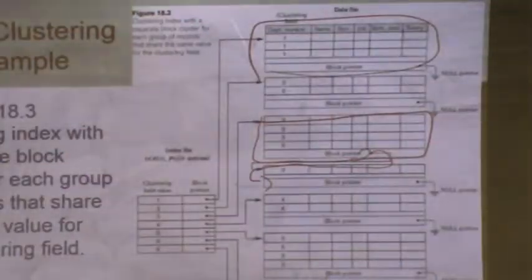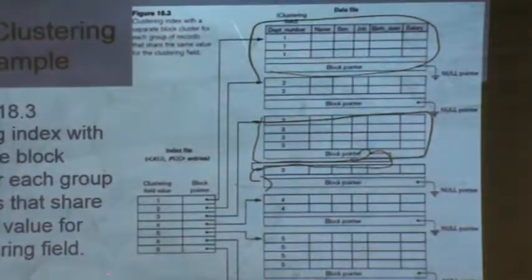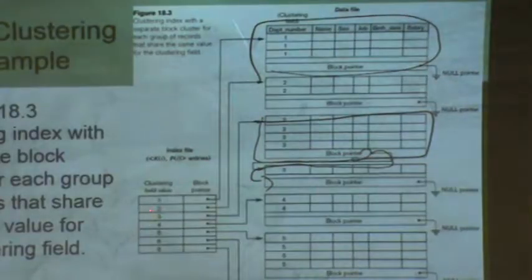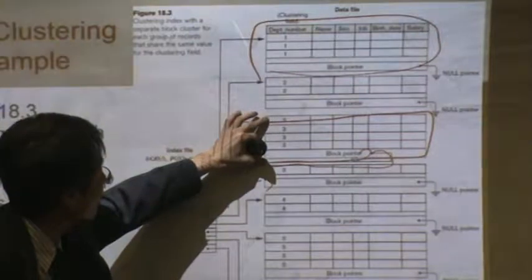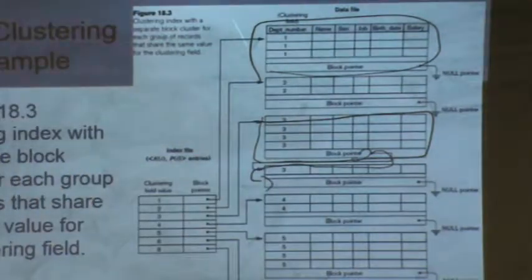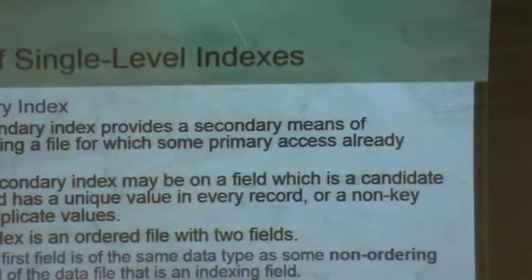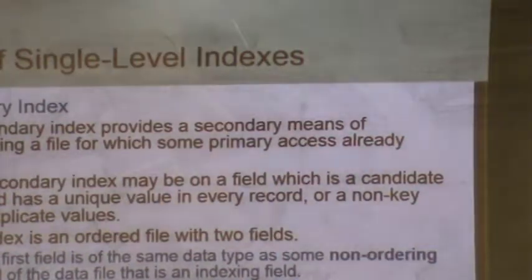How can we search the data using this clustering index? Apply binary search on the index and find the block, then go to the first block of the corresponding value, then search. Return all of them, these 2, in this case the 3, return all the data. That is the way of using the clustering index. Okay. Still, it's a 1-level index, a single level index. There's another single level index that is the secondary index.